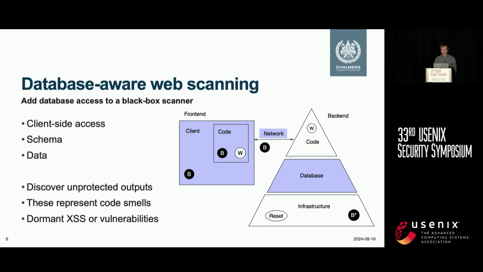To specifically say what we're adding when we say database aware, we're just adding database access to the schema and data that the database contains. Otherwise, this is a typical black box scanner, which has access to front-end details, such as the client environment, the client-side code, and any network requests between itself and the server. Using this method, we'll discover unprotected outputs, so things in the database that are being reflected in an unprotected way, causing code execution. And we'll say that these represent code smells because either they are some sort of dormant XSS or they are already a full-fledged vulnerability.